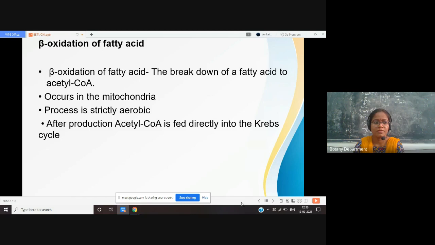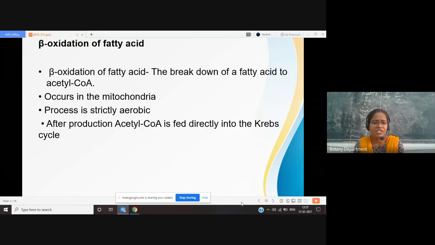Citric acid cycle. Yes, very good. In the Krebs cycle, the first reaction starts with acetyl CoA, right? So if beta oxidation happens, then only our Krebs cycle will happen, because the Krebs cycle needs acetyl CoA. So beta oxidation of fatty acids is very important in our body. In this cycle, the fatty acid is getting converted to acetyl CoA. Acetyl CoA is needed for the Krebs cycle process.